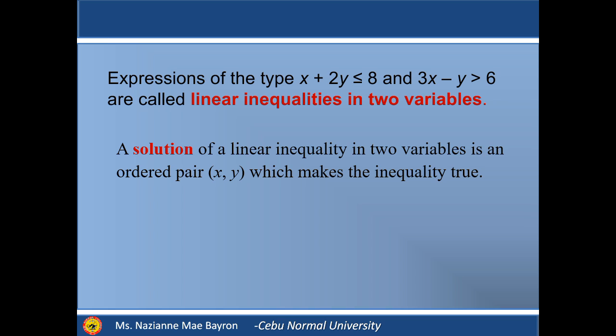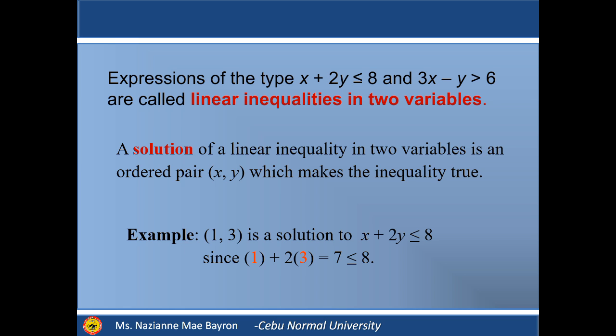A solution of a linear inequality in two variables is an ordered pair (x, y) which makes the inequality true. Here, the ordered pair (1, 3) is a solution to x plus 2y less than or equal to 8. If we substitute the values of x and y into the inequality, it will make the inequality true.